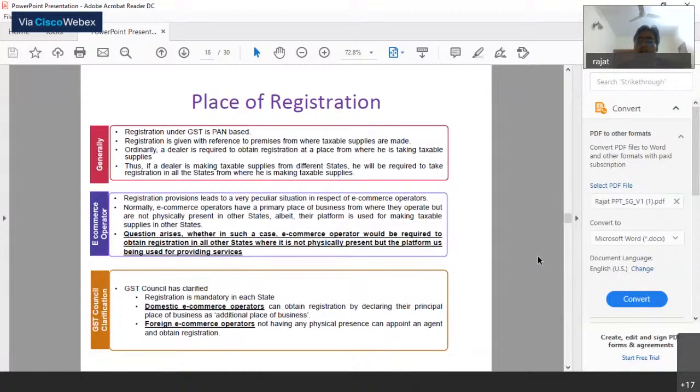GST Council has clarified that registration is mandatory in each state from wherever the taxable supply is being made. Secondly, all the domestic e-commerce operators can obtain registration by declaring their principal place of business as an additional place of business under GST. Thirdly, all the foreign e-commerce operators who don't have a physical presence in India can appoint an agent and obtain registration.